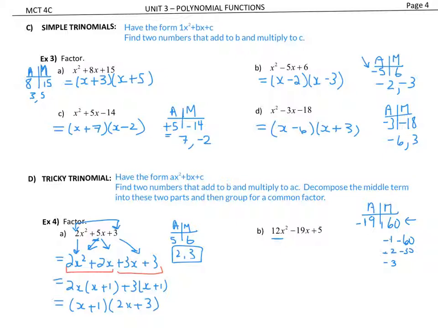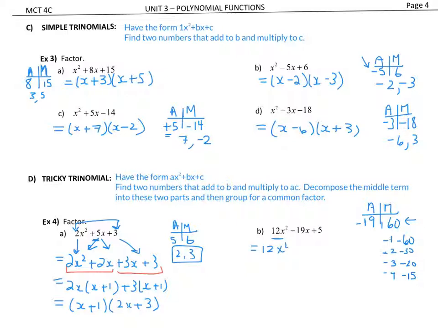Negative 3 and negative 20, that adds to negative 23. We're getting closer here. How about negative 4 and negative 15? I believe they multiply to 60, and they're going to add to negative 19. So that's the pair we want. We can stop now that we found it.